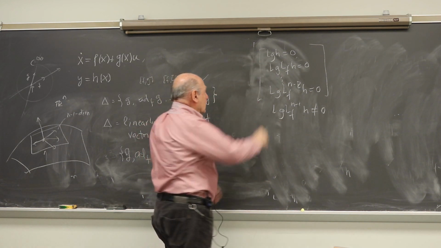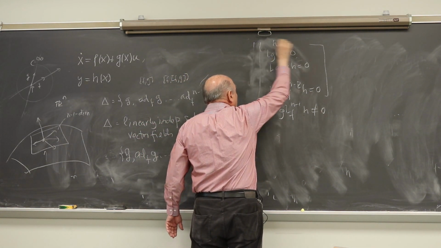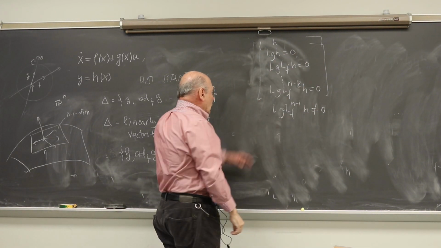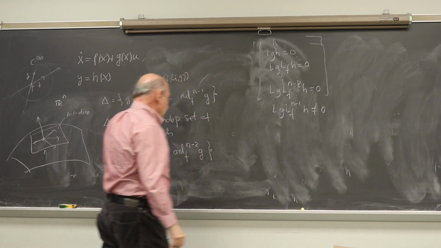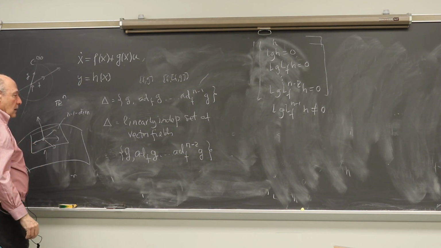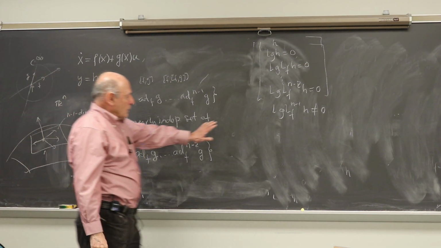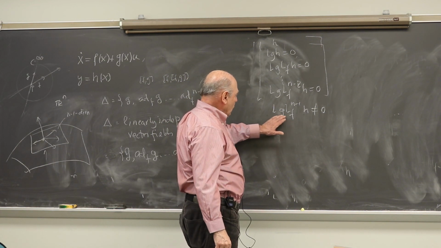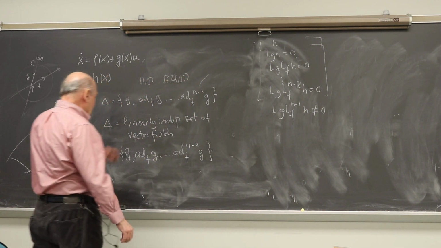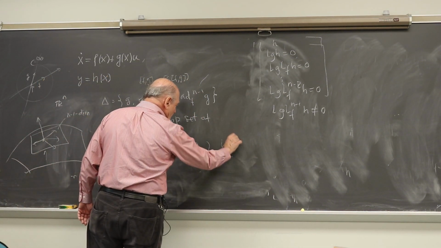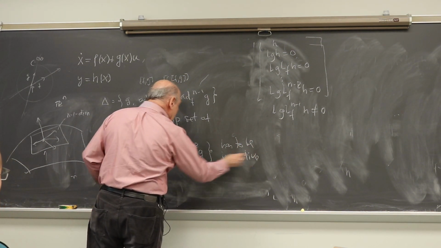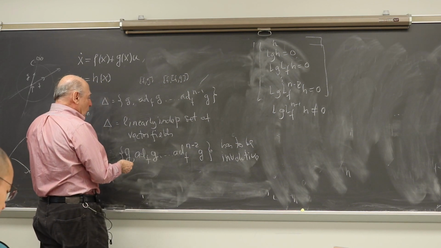This is H. H is the output. LGH is 0. All these things are 0. So this will conform an n minus 1 dimensional subspace of the tangent space, and therefore the relative degree n assumption that I was looking for H is that this has to be different from 0. So this has to be involutive.